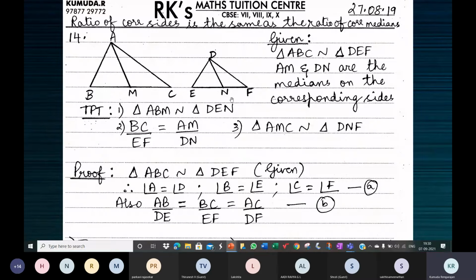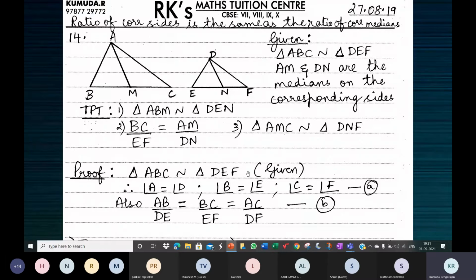Sides proportional, included angle equal. Angle B is equal to angle E. Included angle, not any angle. The sides AB and BM include angle B. The sides DE and EN include angle E. We proved that AB by DE is equal to BM by EN, and the included angles, angle B is equal to angle E. Therefore, by SAS similarity criterion, triangle ABM is similar to triangle DEN.